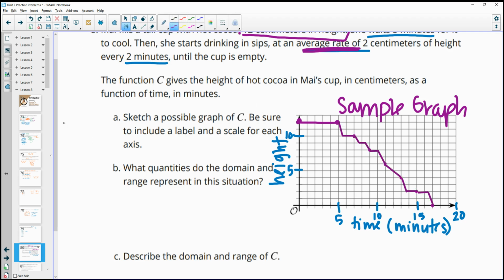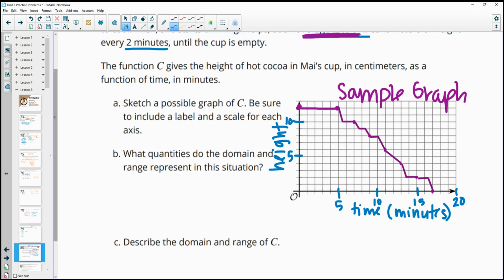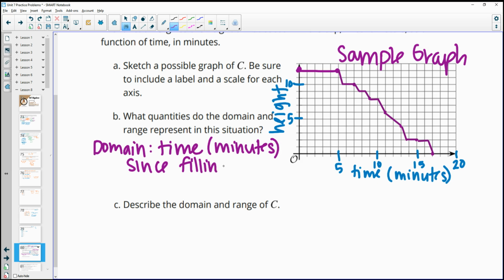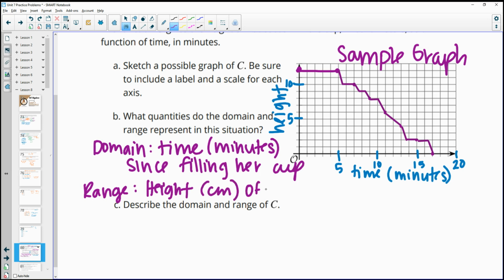Then it says, what quantities do the domain and range represent in this situation? So our domain, or our horizontal value, was the time in minutes since May filled her cup. And then the range was the height in centimeters of the cocoa in her cup.